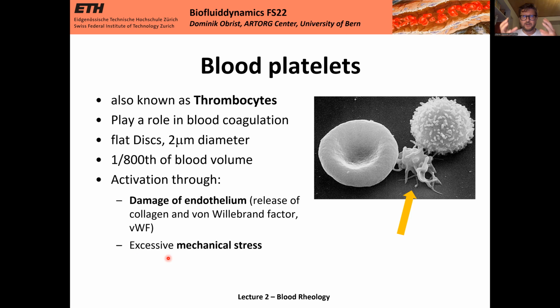So you want to prevent the formation of blood clots, and one classical mechanism of generating a blood clot is the activation of the blood platelets. Blood platelets, thrombocytes as they are also called, are typically flat discs of around 2 microns that are even smaller than red blood cells.